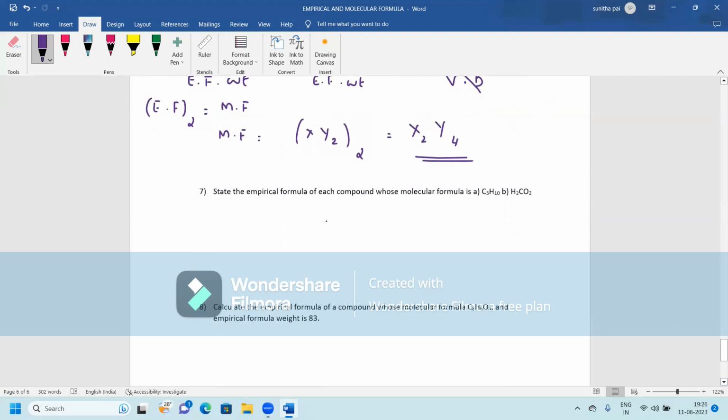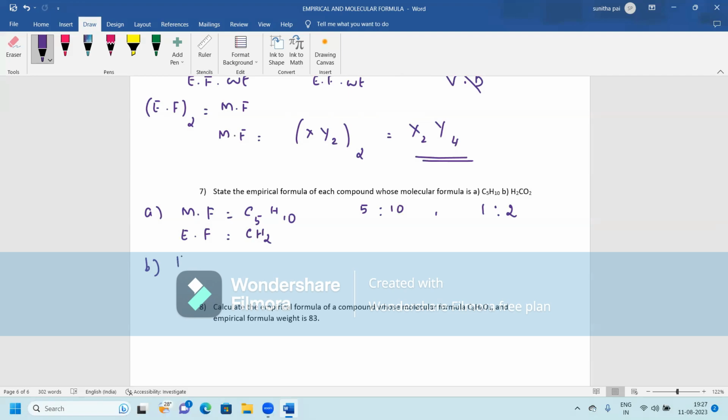7th one. This is again even simple. State the empirical formula of each compound whose molecular formula is C5H10. So first one, molecular formula is C5H10. Copy the ratio, 5:10. What is common? Can we divide both by 5? Yes. So if you divide both by 5, your ratio becomes 1:2. So the empirical formula here is CH2. Done. Next one.